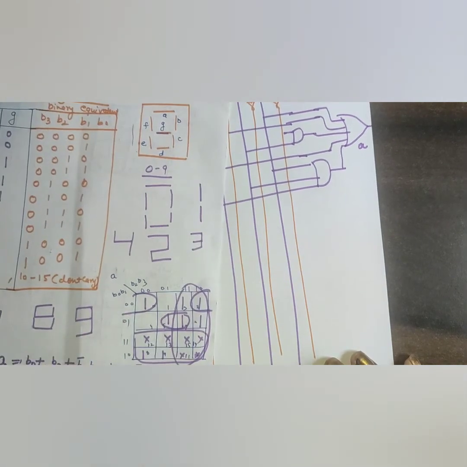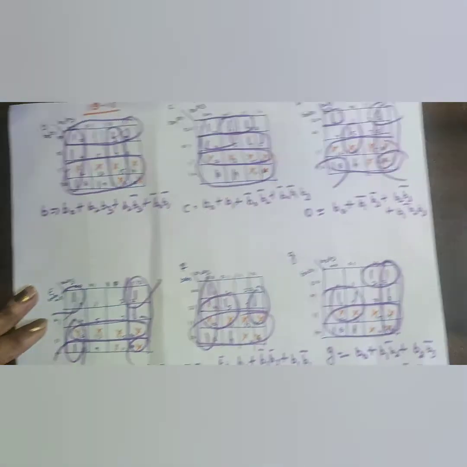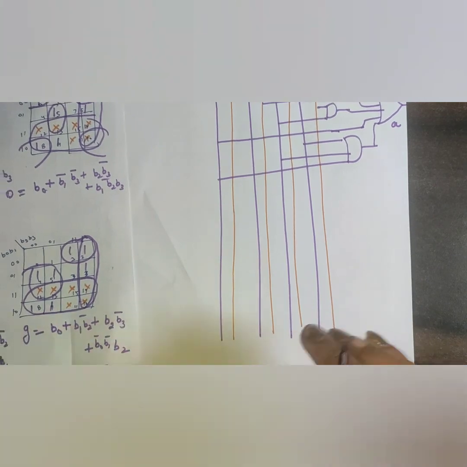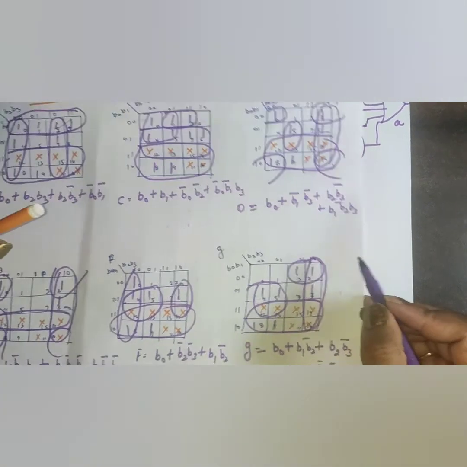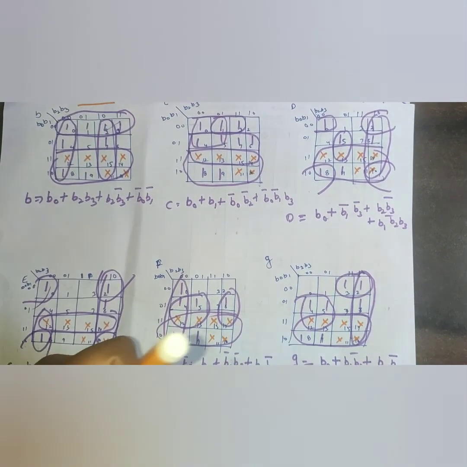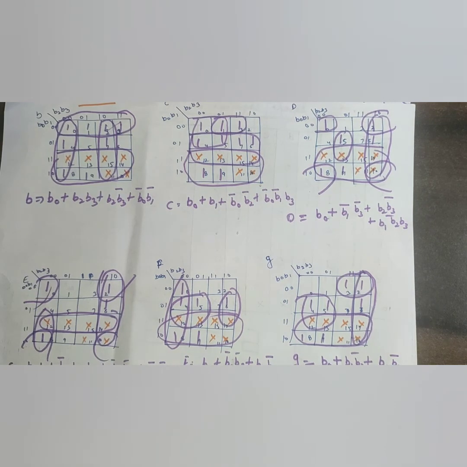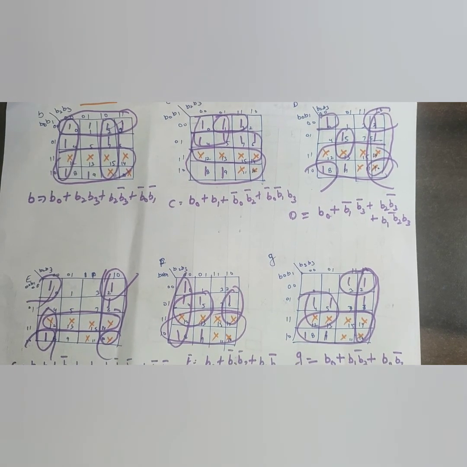So you can make all the circuit diagrams for B, C, D, E, F, G from here. So this I am leaving for you. You can make this circuit diagram and send it to me in the comment box. Send me a picture in the comment box. I will be waiting for this diagram.